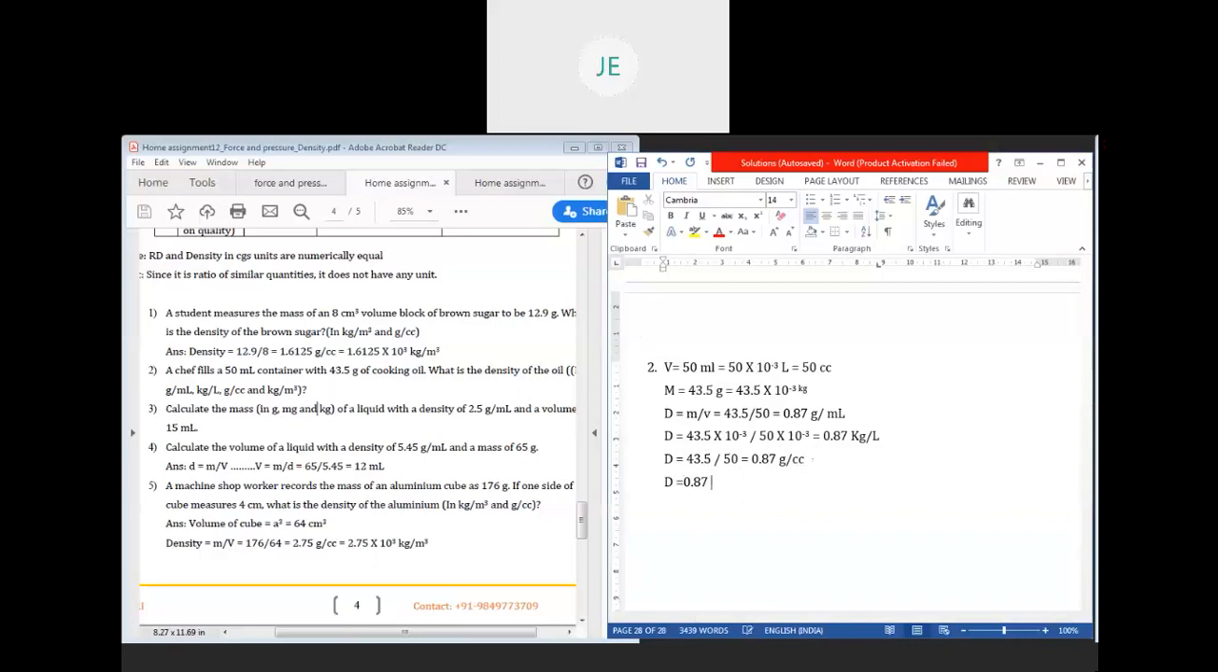And density in kg per meter cube: 0.87 gram per cc into 10 power 3 kilogram per meter cube. Very good. Into 10 power 3 is 8.7 into 10 power 2. In standard form, you write 8.7 into 10 power 2 kg per meter cube.